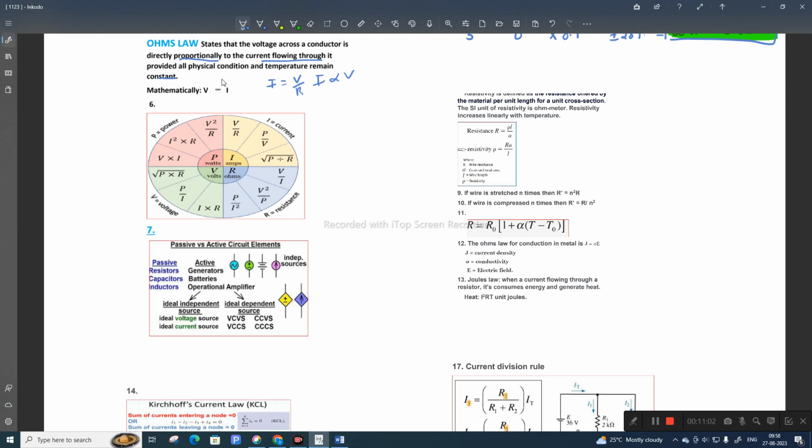For current, I is equal to V by R, P by V, and another is the square root of power divided by resistor. Similarly for resistor, V by I, V square by P, P divided by I square. Similarly for voltage, V is equal to I into R, V is equal to P by I, V is equal to square root of P into R. Similarly for power, power is equal to V into I, I squared R, and V squared by R.